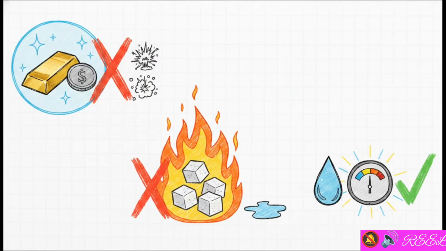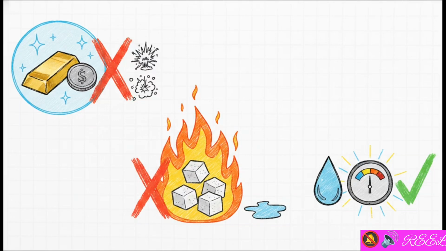Okay, let's grade your answers. Statement 1 is completely false. Gold and silver are actually at the very bottom of the reactivity series, which is exactly why they don't tarnish easily and why we use them for currency and jewelry.